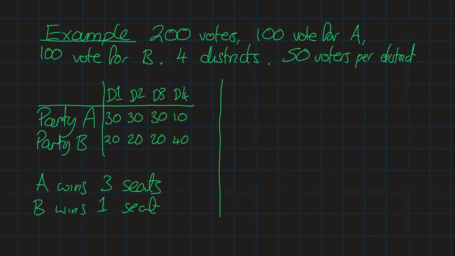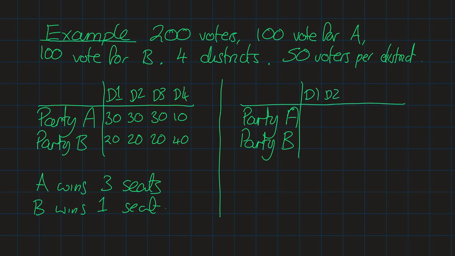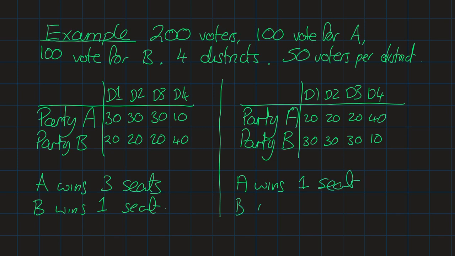And obviously you can do the exact same thing backwards. Party A, party B, D1, D2, D3, D4: 20, 20, 20, 40. I can do the exact same thing backwards. So now A just wins 1 seat and B wins 3 seats, even though they both got 50% of the votes. There are 200 voters, 100 of them voted for A, 100 of them voted for B. So they both got 50% of the votes. Depending on how they draw these maps, they could end up winning 75% of the seats.